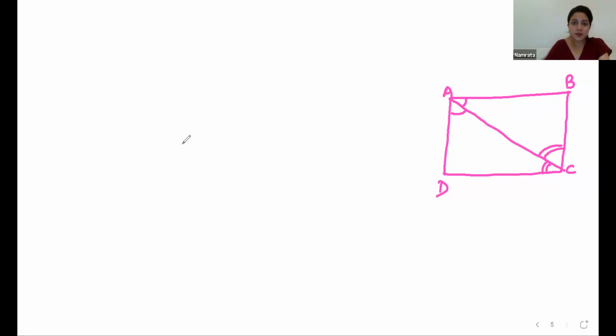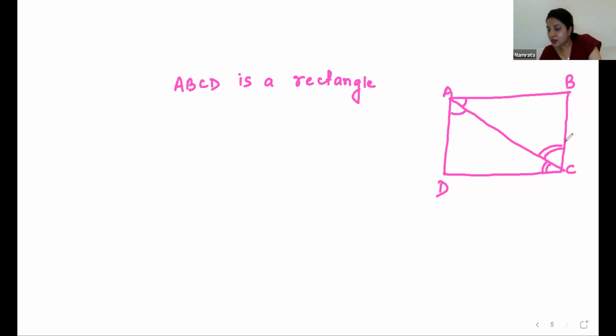It is given that ABCD is a rectangle, that is already given. And it is also given that AC is bisecting angle A and angle C. We have to show that it's a square. Okay. And there is one more part, we will do that also. So first we have to show it's a square.